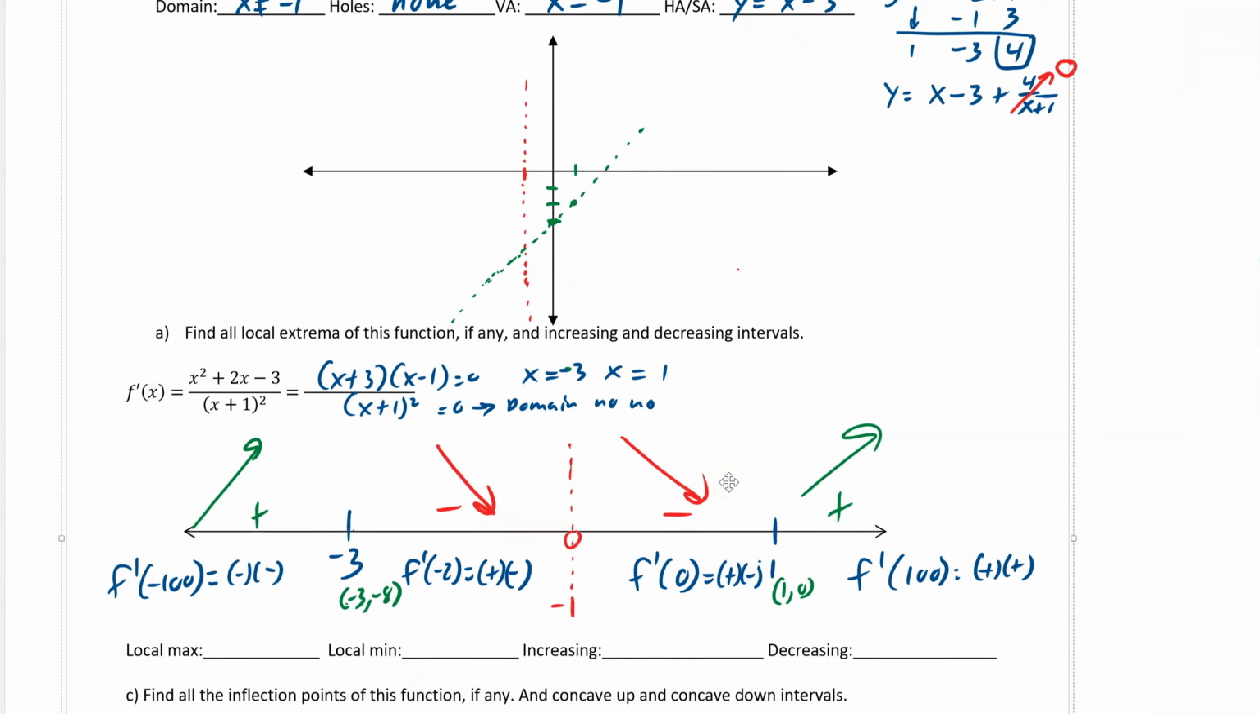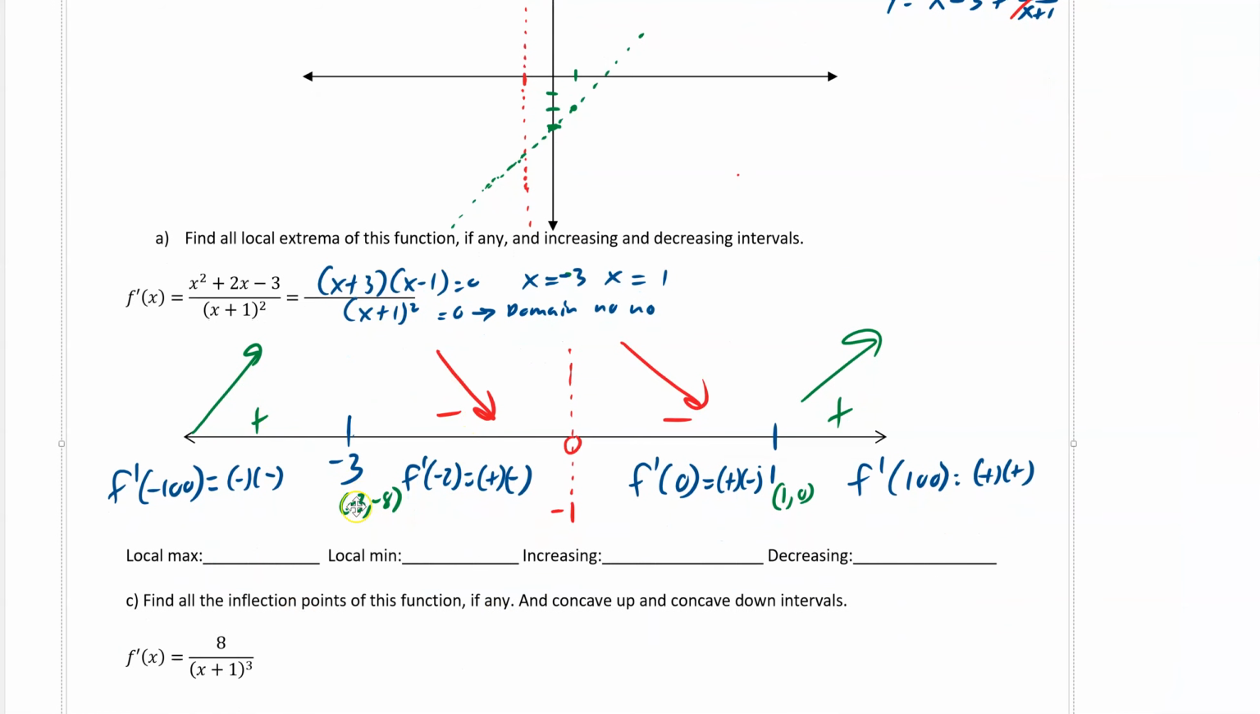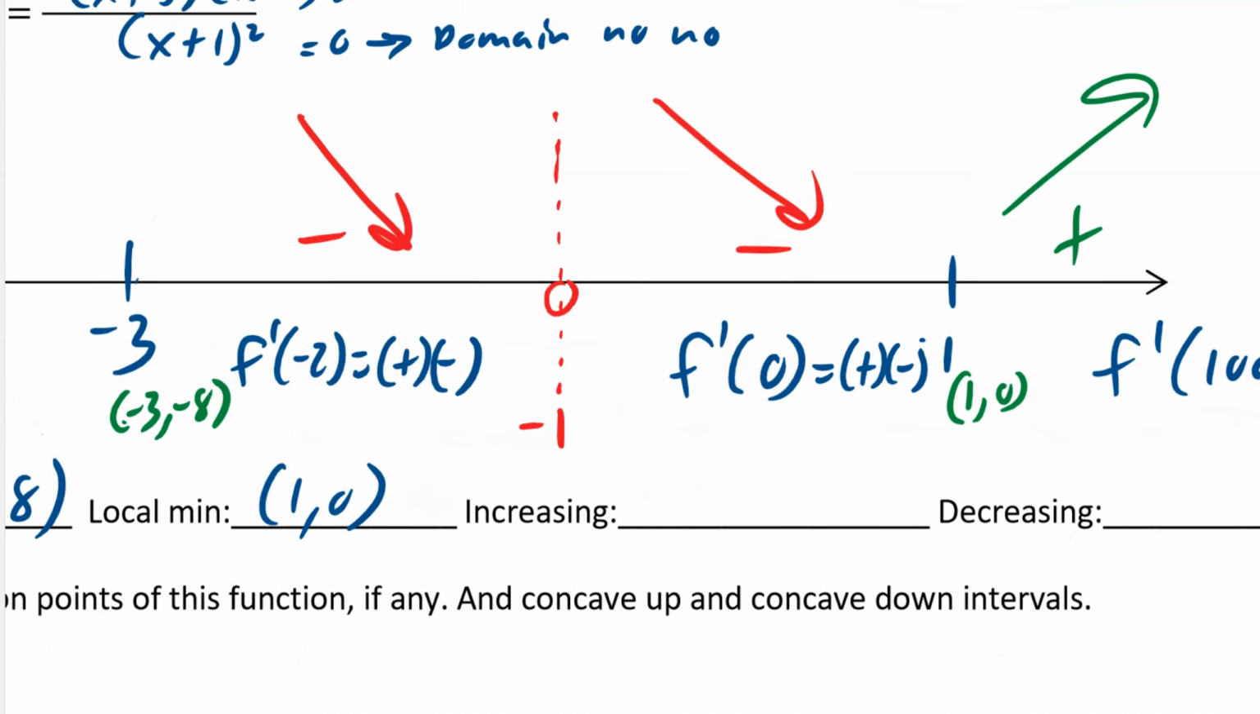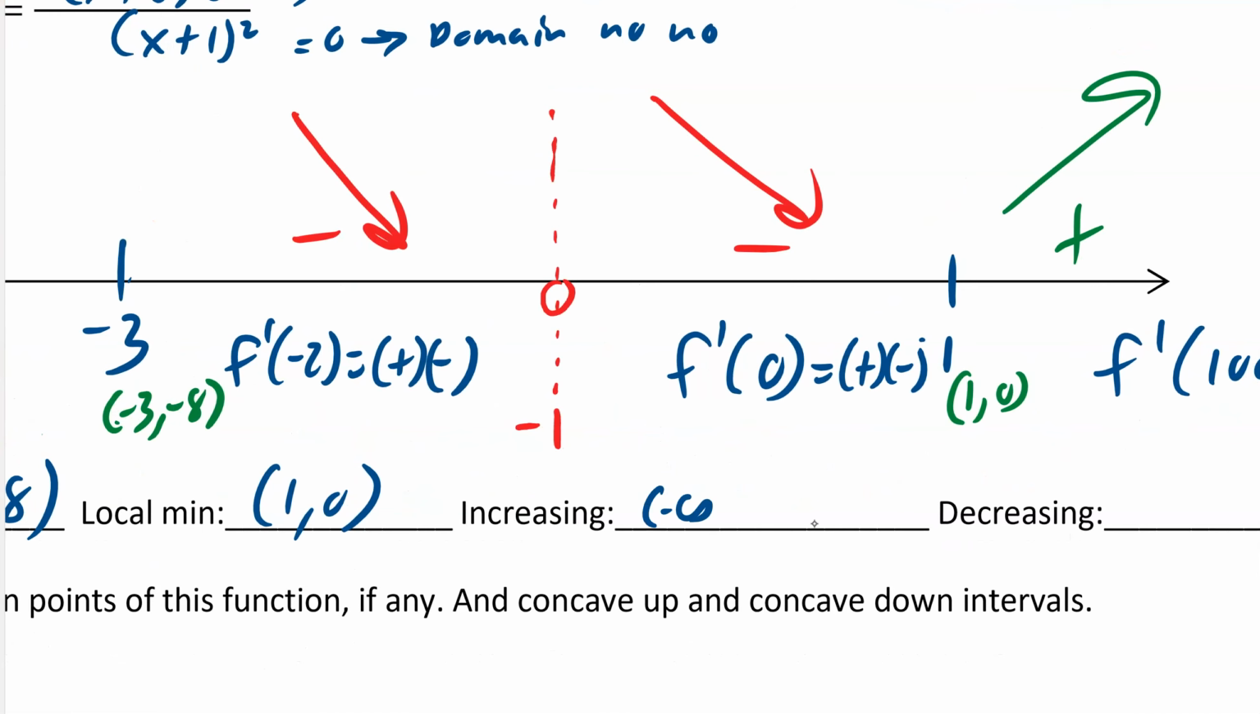Okay. So we have a local max here at -3, -8. What the heck happened there? -8. And then we have a local min at 1, 0. And then it's increasing from -infinity to -3. Oops, I need to put a little more room in there, so I'm going to zoom in. -infinity to -3, union 1 to infinity.